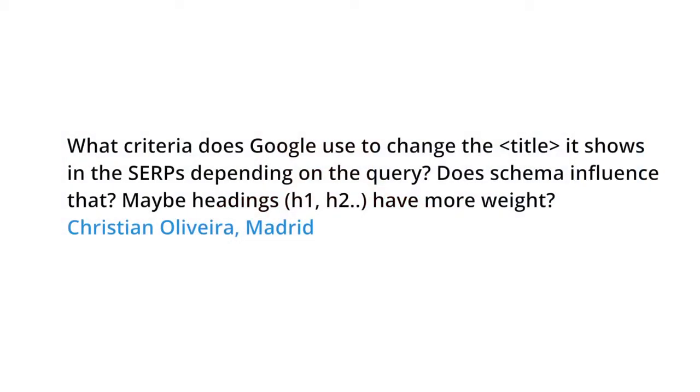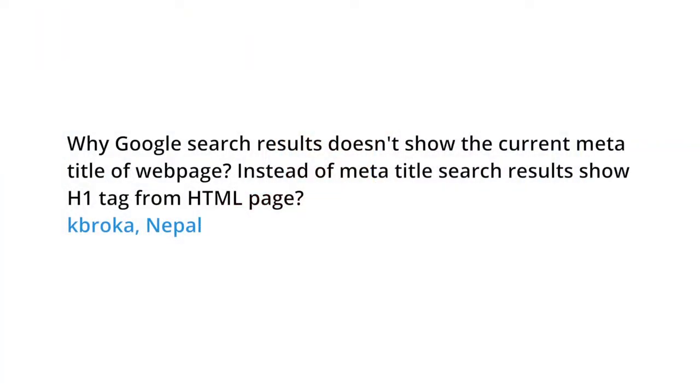Hey everybody, we got a couple questions about titles, so we wanted to do a video about how Google selects the titles that we show in our snippets in our search results. The first question came from Christian in Madrid, and the question was, what criteria does Google use to change the title it shows in the SERPs depending on the query? And then we also got a question from Nepal that asked why Google search results doesn't show the current meta title of the web page. And they were saying that they showed an H1 tag from the HTML page.